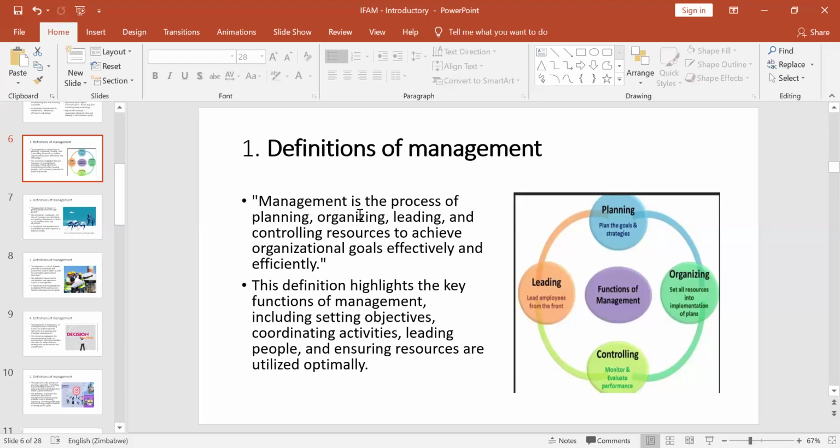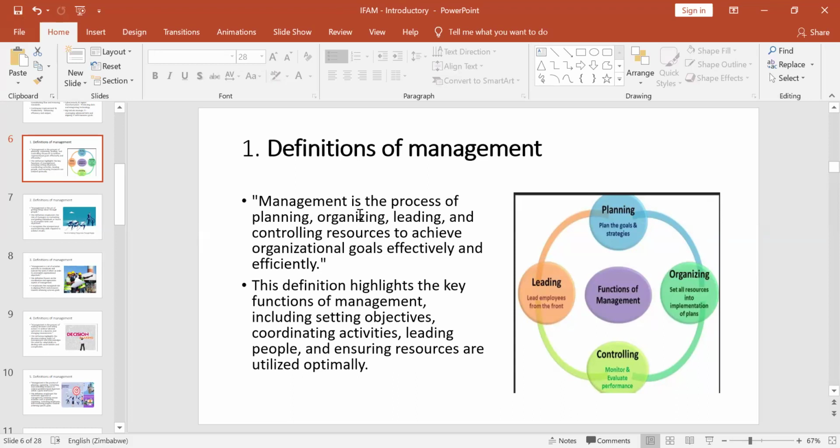Okay, so we are going to look at a number of definitions of management. I think I've come up with about eight. As much as they are similar, they are also trying to cover all the different angles from which you can look at management. So the first one says management is the process of planning, organizing, leading, and controlling resources to achieve organizational goals effectively and efficiently. I put this one first because I feel that this is the one definition which covers almost everything that has to do with management.